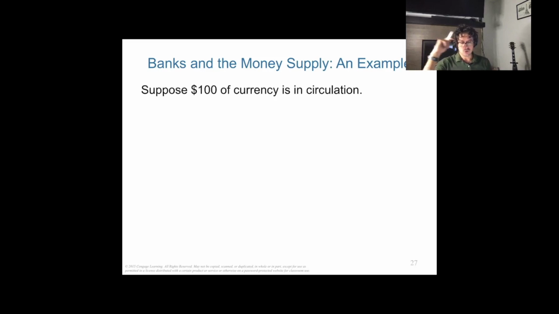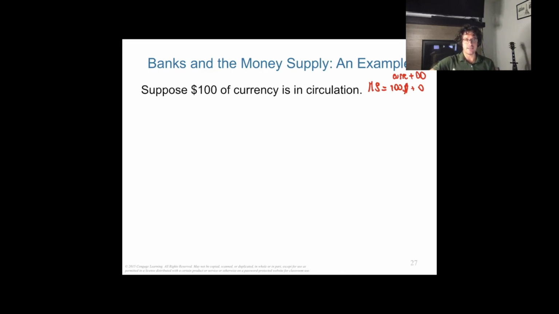An example. So suppose that there are $100 of currency in circulation. Suppose that the money supply is given by currency plus demand deposits. And here we have zero demand deposits at this stage, just $100.